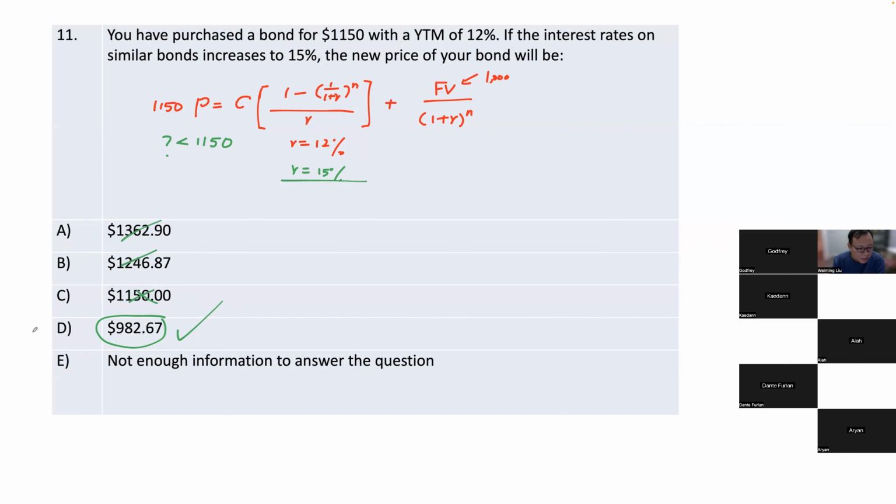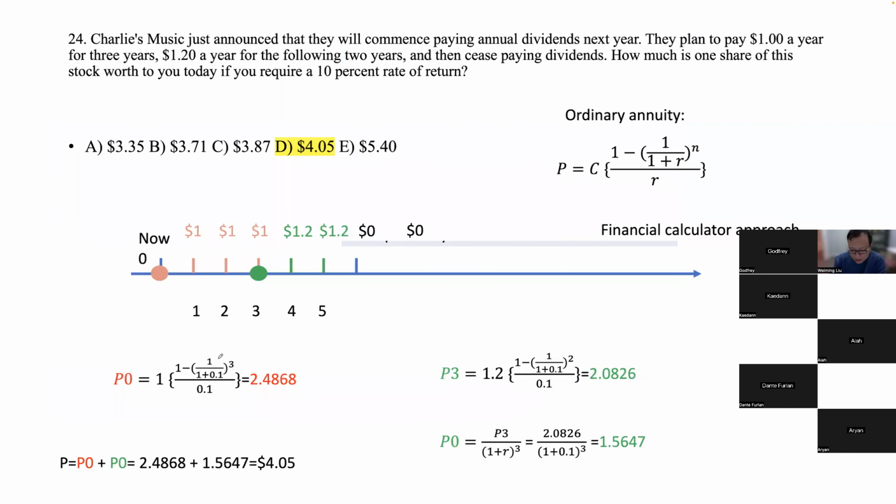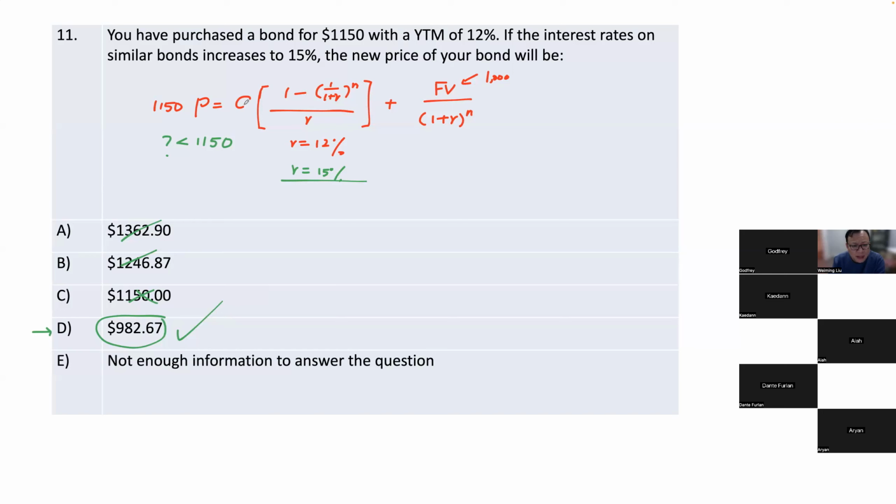And then this is the only possible one, right? And the E, not enough information. In this case, we have two equations, but we have three unknowns, right? So we have the C, which is unknown. We have the N is unknown. And we have the R is unknown, right? So this is the challenge. So technically, E is the correct answer, okay? There's not enough information. We know it's less than 1150, but we don't know what the actual number is, right?